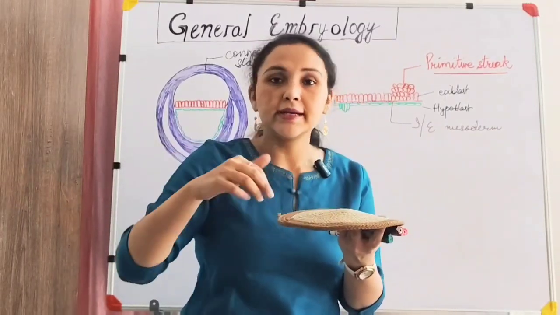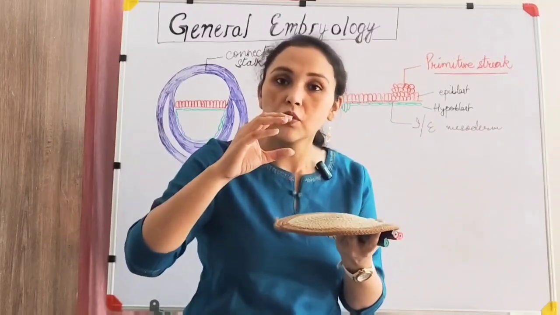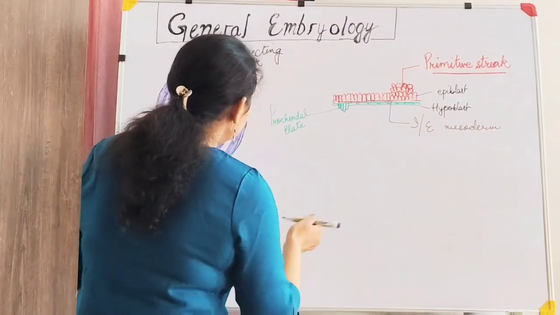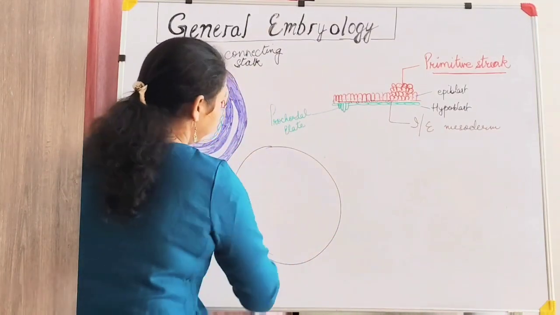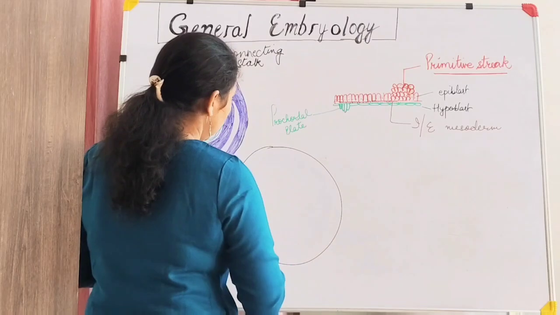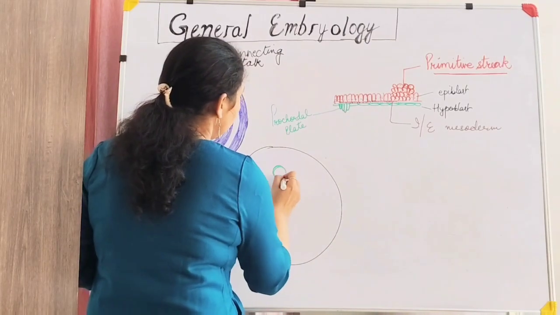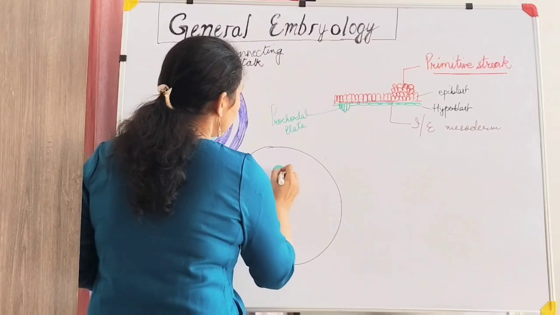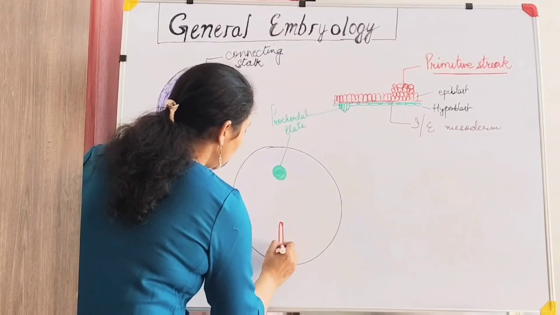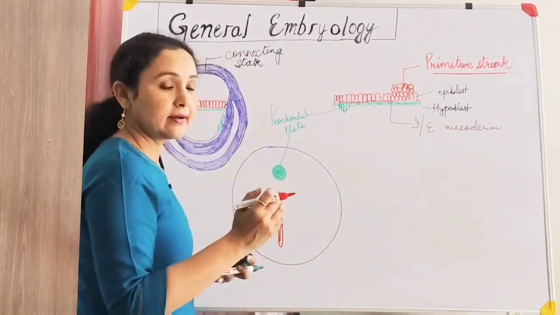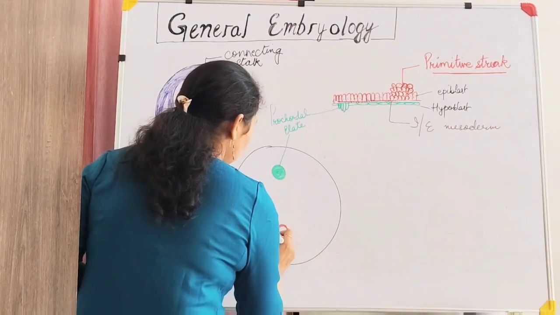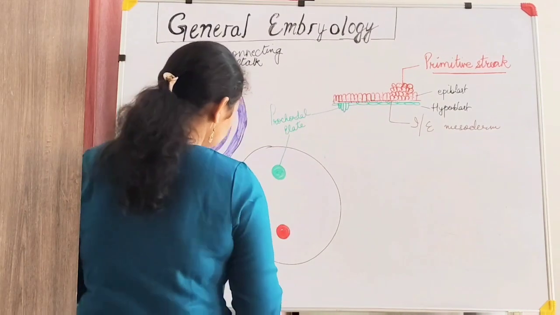Right? And as it elongates, what is the other change occurring? The primitive streak also elongates. So what we can show is, like earlier, the disc was a circular structure. Right? So we had a procaudal plate that determined the head end. So this is the procaudal plate and a primitive streak, which was earlier a round bulge. This is the primitive streak, right?